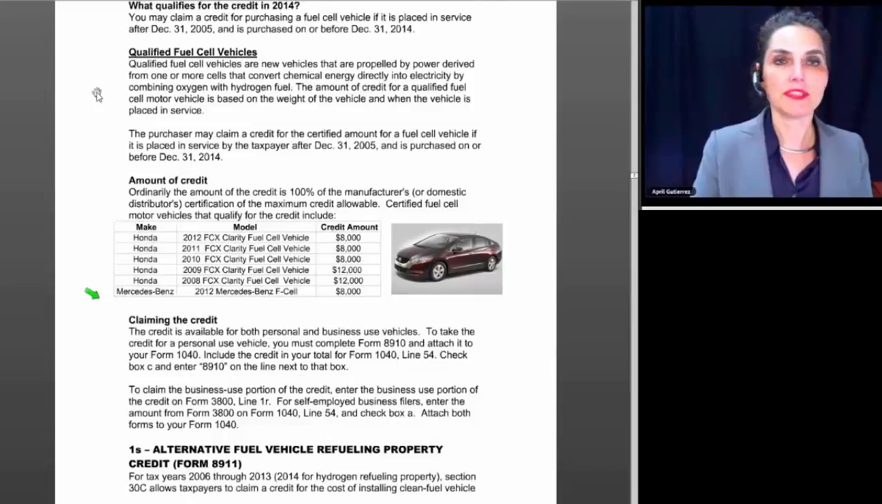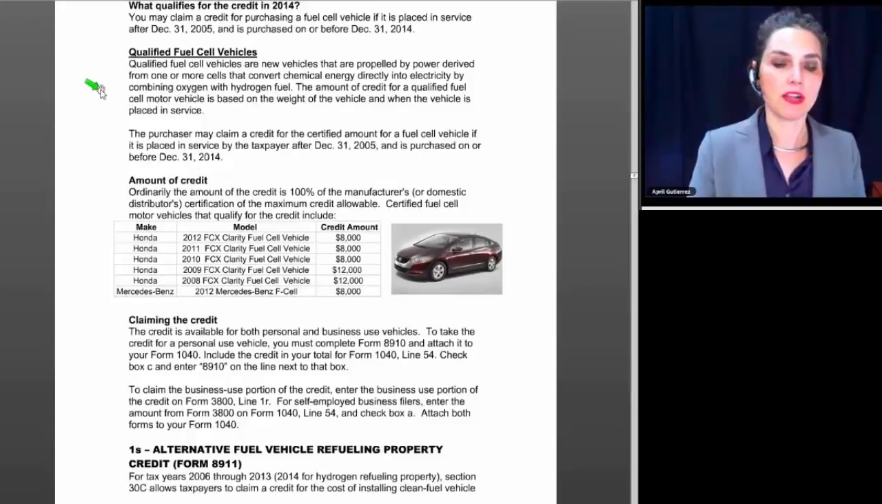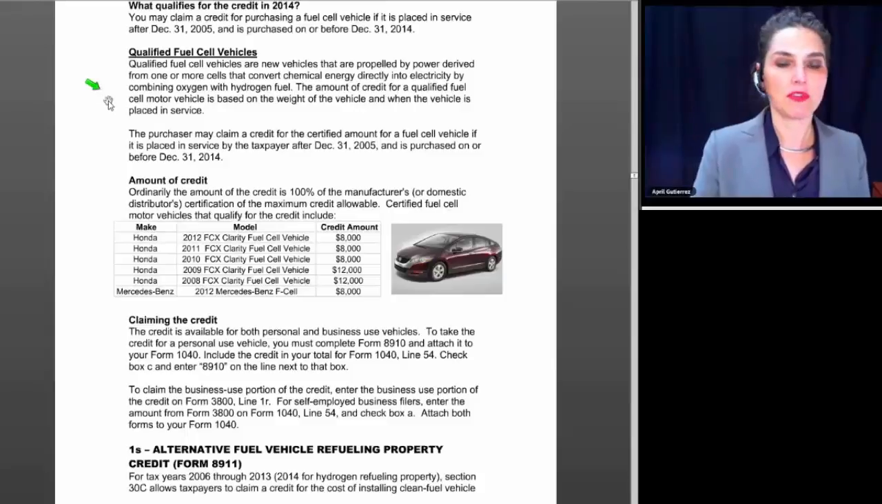A qualified fuel cell vehicle is a new vehicle that is propelled by power derived from one or more cells that convert chemical energy directly into electricity by combining oxygen with hydrogen fuel. The amount of the credit for a qualified fuel cell motor vehicle is based on the weight of the vehicle when the vehicle is placed in service.